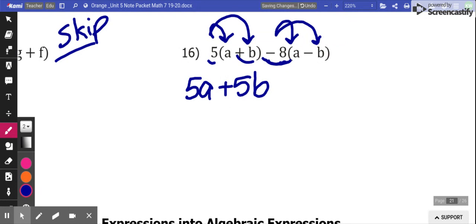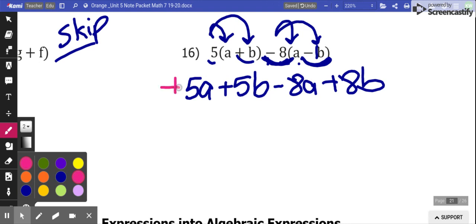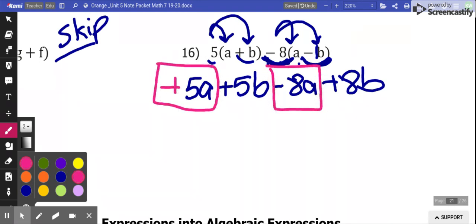Now, we're not distributing an 8, we're distributing a negative 8. Negative 8 times A is negative 8A. And negative 8 times negative 1B, so negative times a negative is a positive. Now we're going to combine like terms carefully because the negative signs will get you. So we have a positive 5A and a negative 8A.